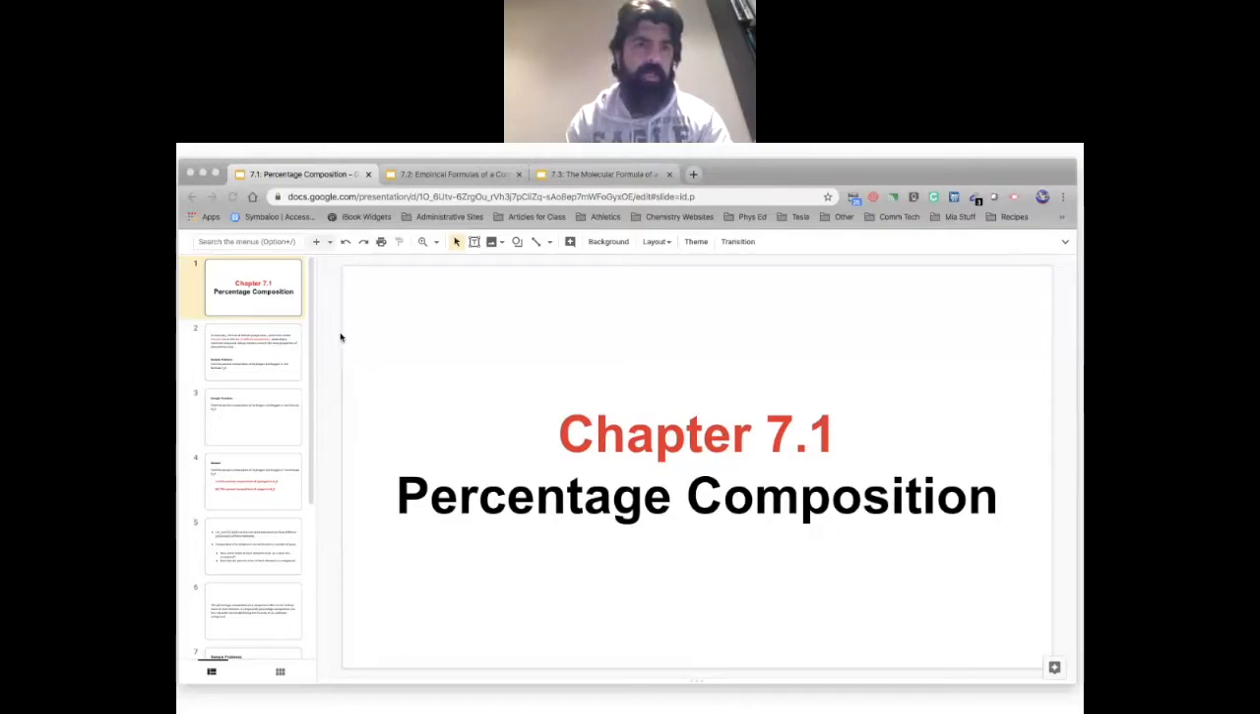Okay, so let's look at 7.1, percentage composition. If you want, you can have a calculator with you, so you can follow along with any of the calculations that we do. But let's get to it.